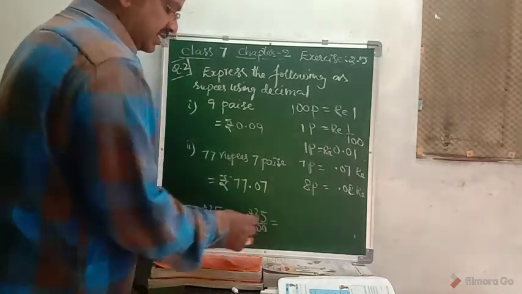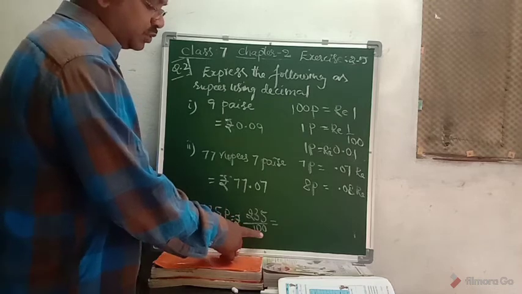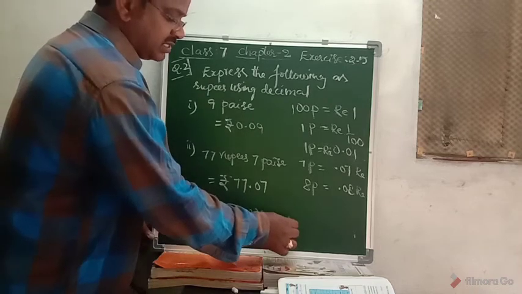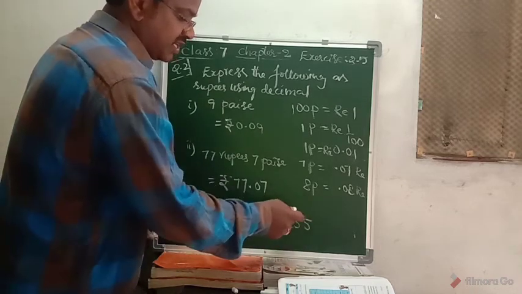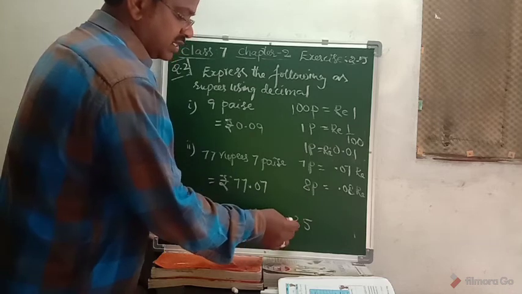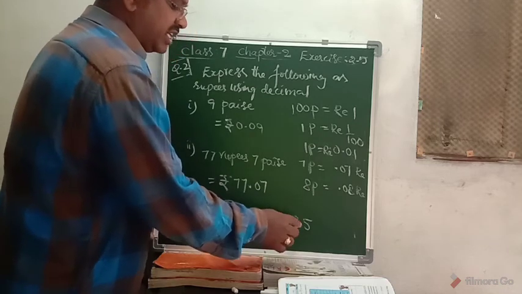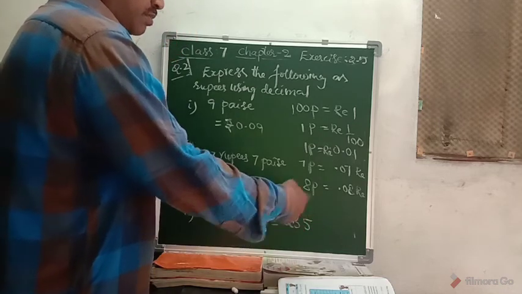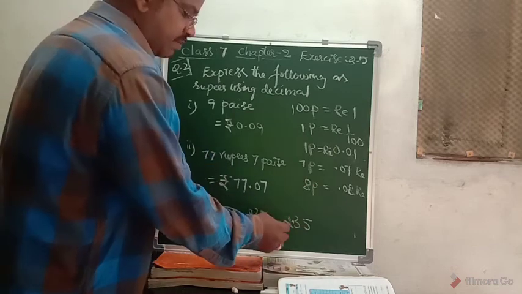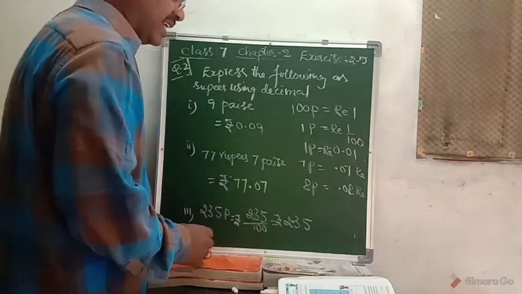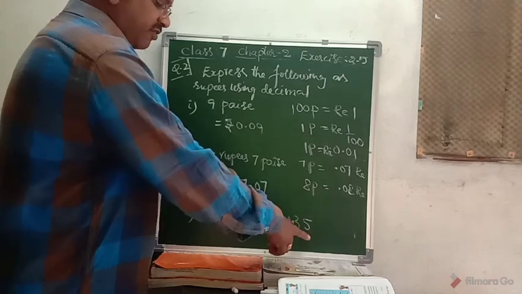Now write the decimal number. There are 2 zeros, so we put the decimal point 2 digits from the right. The right side of the decimal point represents paise and the left of the decimal point represents rupees. So finally we get 2 rupees 35 paise.